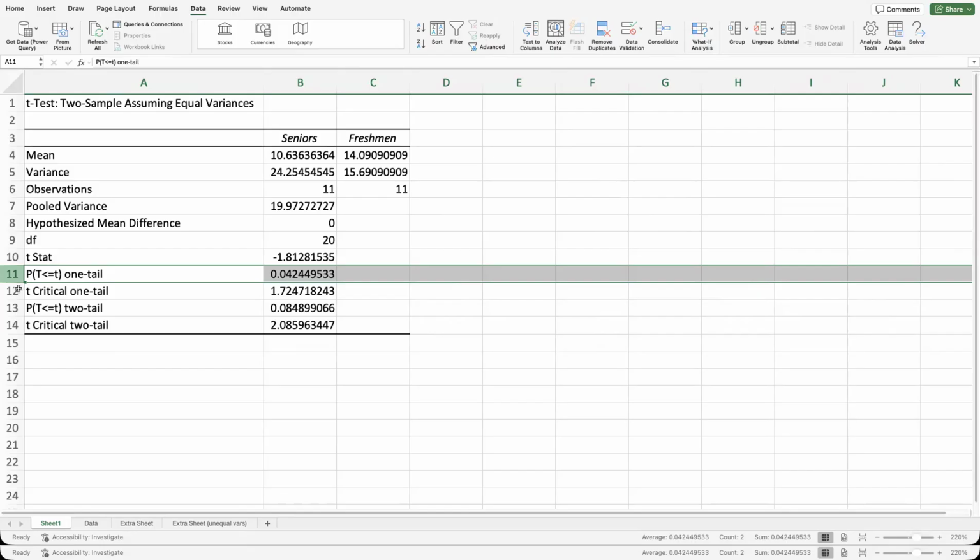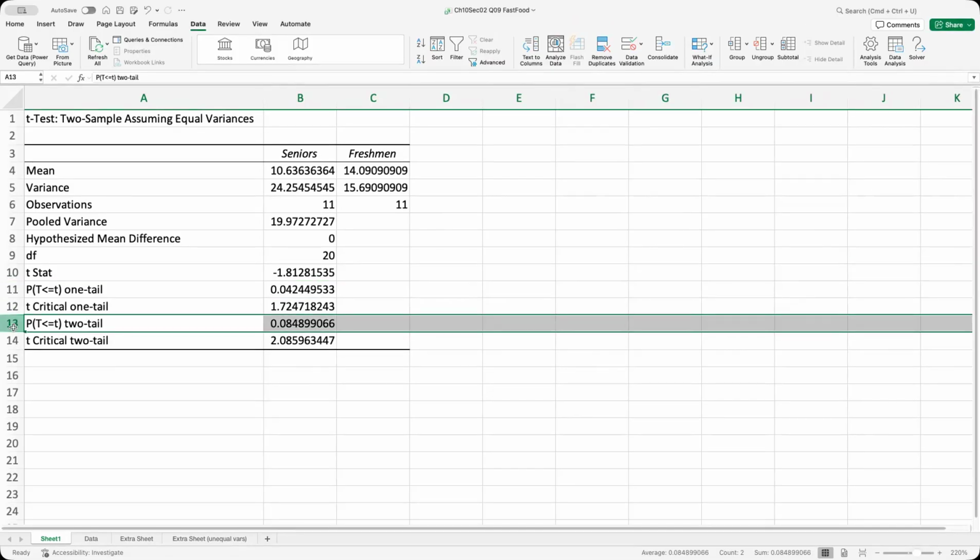Notice I have to use the one-tail stuff. Because if I used a two-tail test at alpha equals 0.05, I would not reject, because the p-value is 0.08. So which test I use matters. If all I was asking is, are they different? The answer would be no at 5% sensitivity. But I was specifically asking, is the mean for seniors smaller than the mean for freshmen? In this case, the answer is yes.